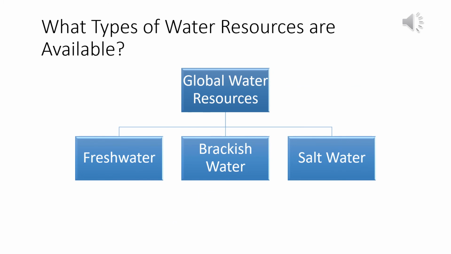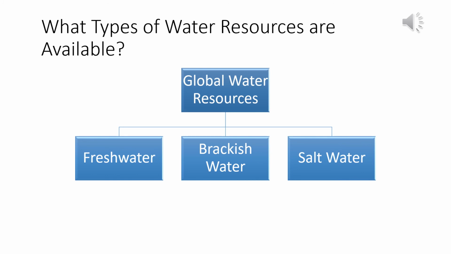We've talked about geology. We've talked about the lithosphere. We've talked about the atmosphere. Now let's talk about the hydrosphere. Specifically, let's talk about our water resources. Globally, our water resources are broken into three categories: freshwater, brackish water, and saltwater.